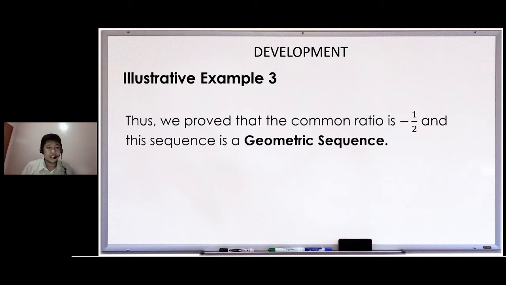So thus, in that given solution, we prove that the common ratio is negative 1 half. And the sequence is an example of a geometric sequence.